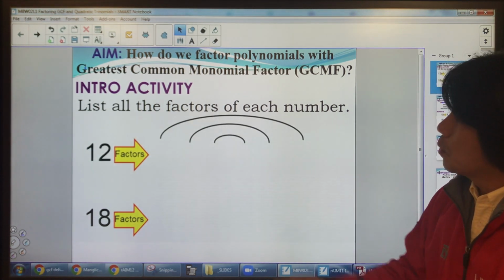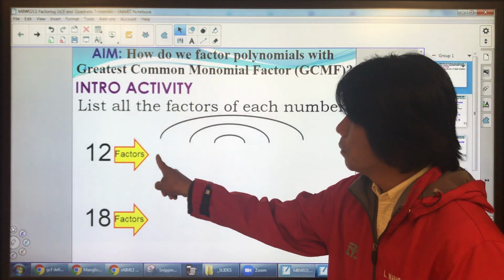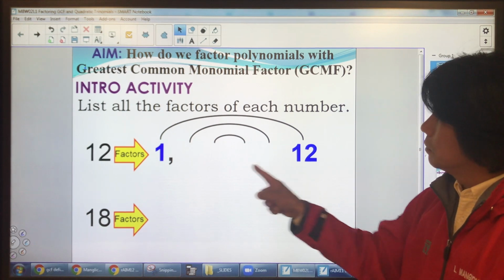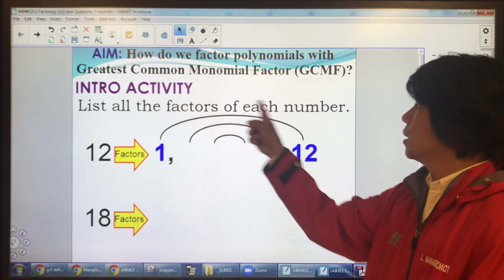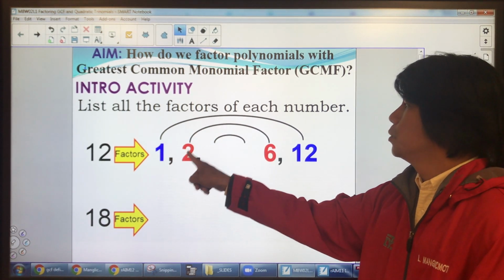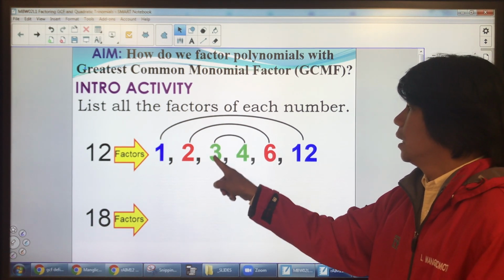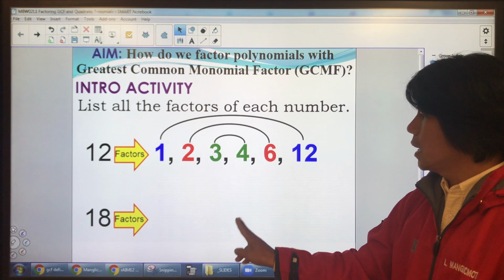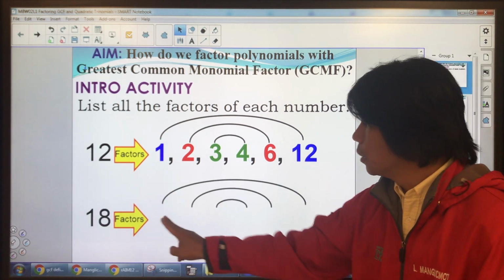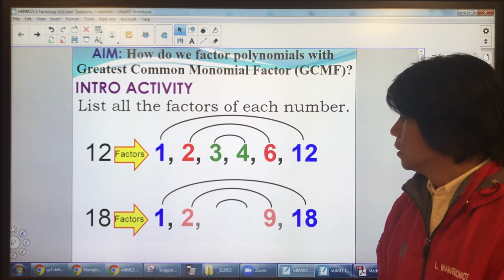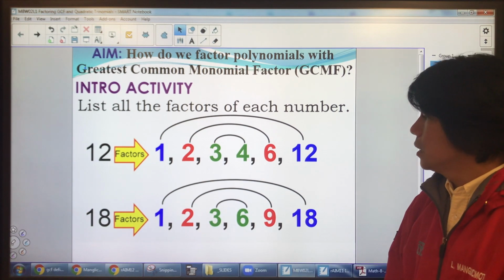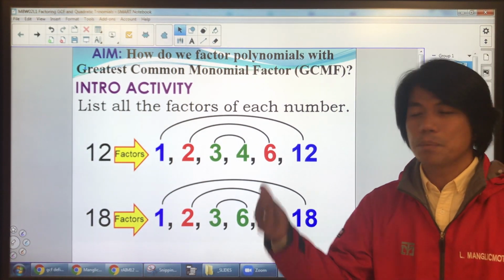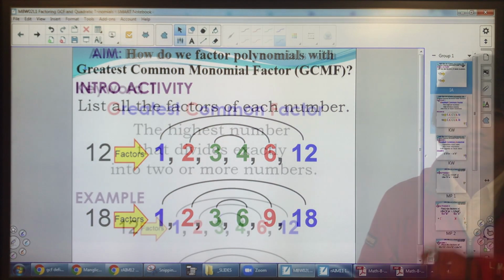Let's take a look. So what are the factors of 12? We know that 1 times 12 is 12. So 1 times 12, 2 times 6, and 3 times 4. These are the factors of 12. How about 18? 1 times 18, 2 times 9, and 3 times 6. I hope you got them both correct.